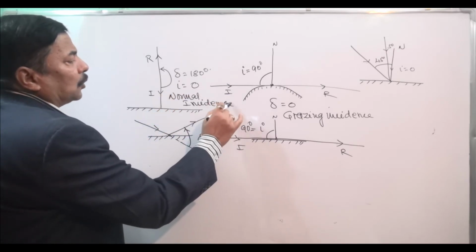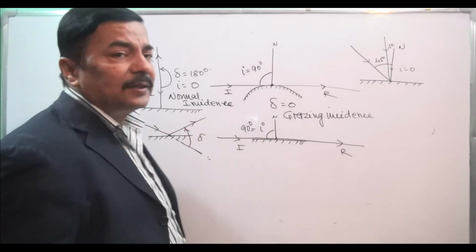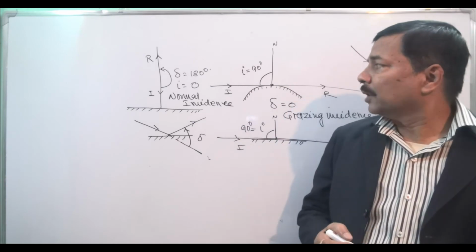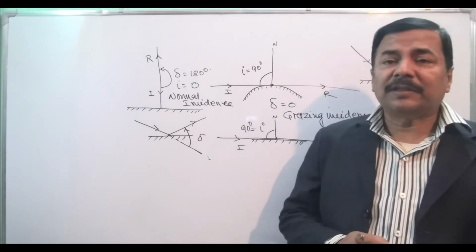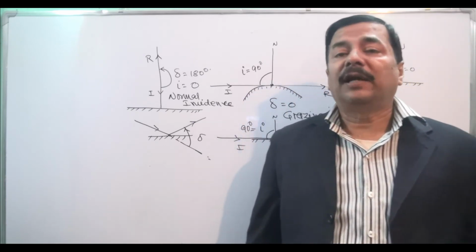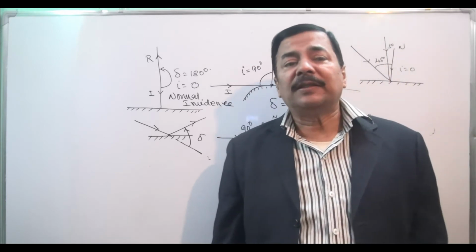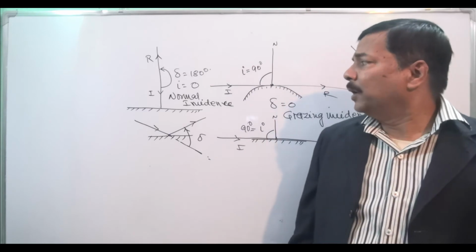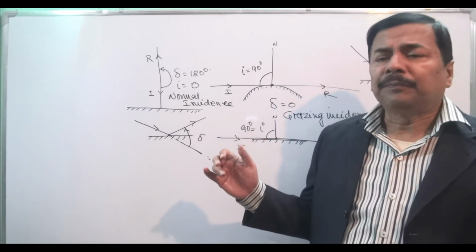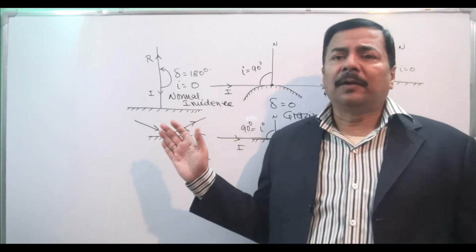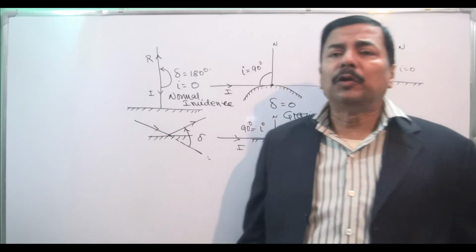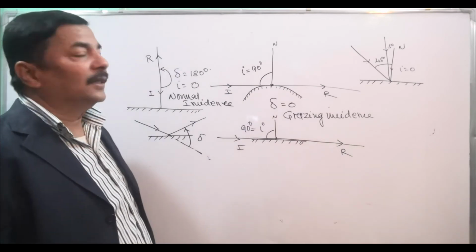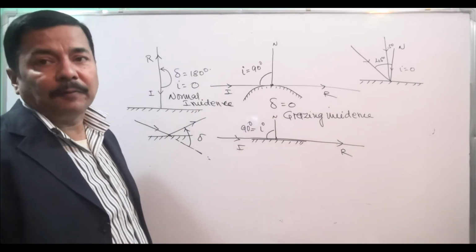So you have understood what normal incidence is, what grazing incidence is, what the value of I and the value of delta are in grazing incidence, and what the value of I and the value of delta are in normal incidence. I hope this much discussion on the plane mirror section will certainly help you understand geometrical optics, that is ray optics, in a better way.